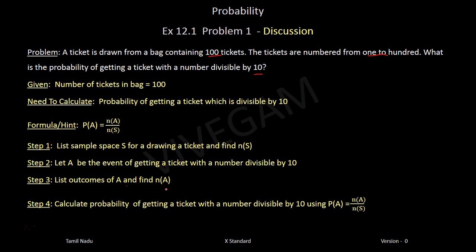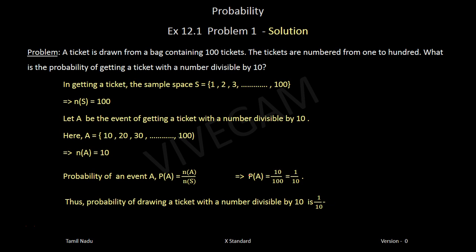Next. The probability of getting a ticket is always defined by n of A divided by n of S. This is a formula: probability of event A equal to n of A divided by n of S. If it is probability of event B, it will be n of B divided by n of S. So this is how this problem needs to be worked out. Let's work it out and then you can go and try it on your own.